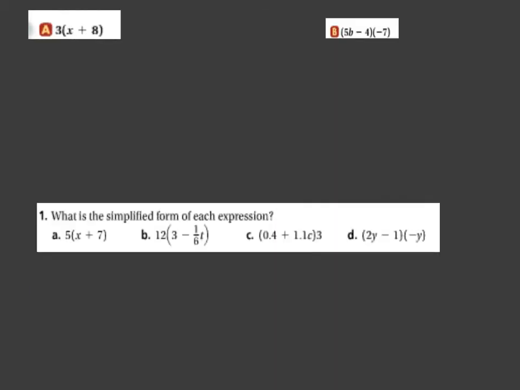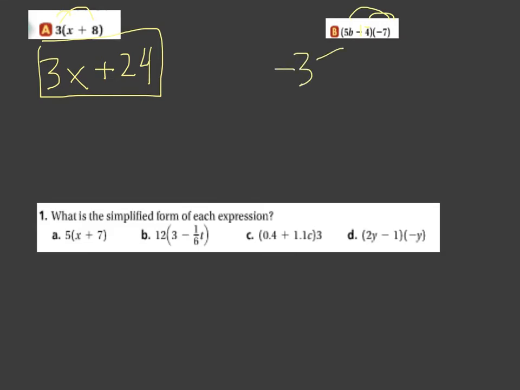So again, a few more practice problems. For the top one, it's written on the outside, so I multiply it up front. So this would become 3 times x, which is 3x, and 3 times 8 would give me 24. And that's my final answer because I do not have an equal sign, so I'm not solving for anything. For B, again, you should change your subtraction to negative if you have a difficult time. And you multiply negative 7 times 5 would give me a negative 35b. And negative 4 times negative 7 would give me a positive 28. And that would be my final answer.